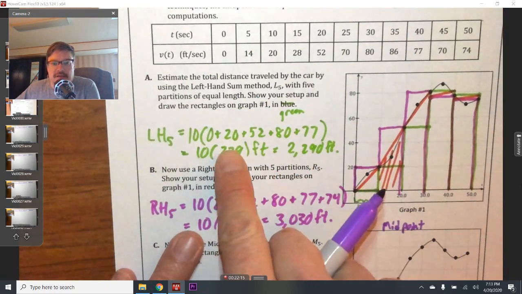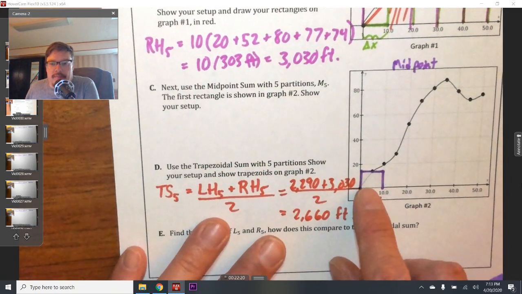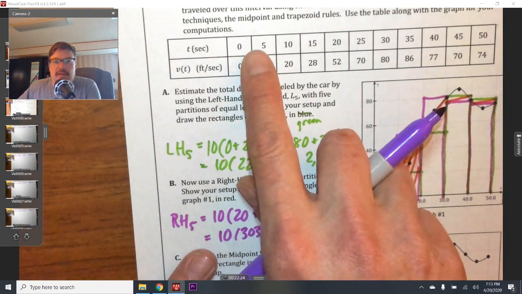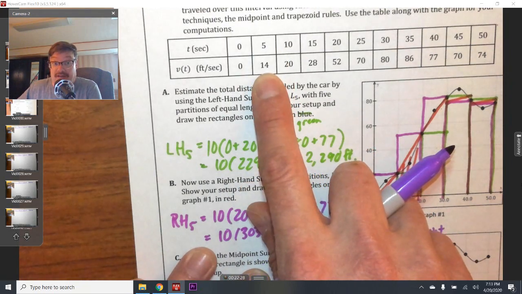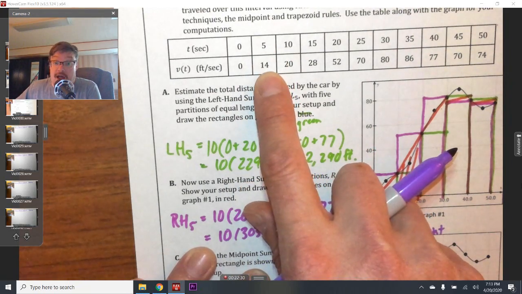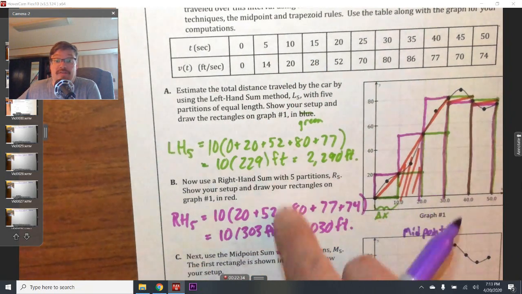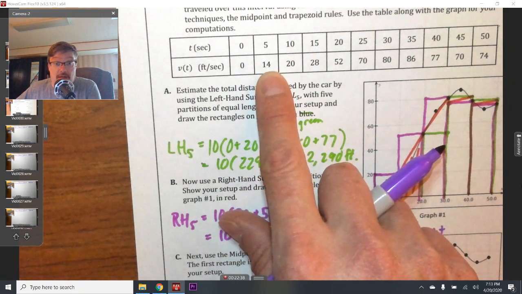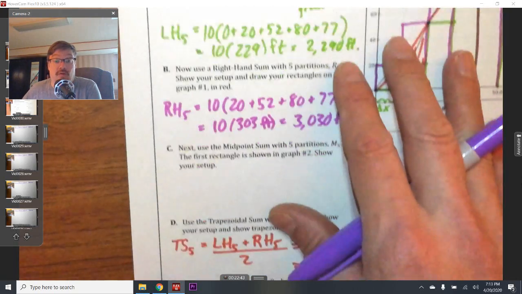But my height is actually in between. Over here it was 0, and this one was 20. But the midpoint means that I want to find the value in between 0 and 10, and we actually have a table that has it at 5. So I want to go 14 high. We didn't use these middle numbers at all in our left and right hand sums, but for the midpoint we will. So we're going right in the middle between 0 and 10, right in the middle between 10 and 20, and so on and so forth.